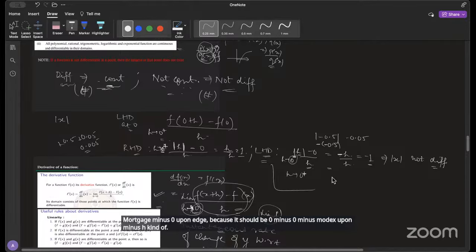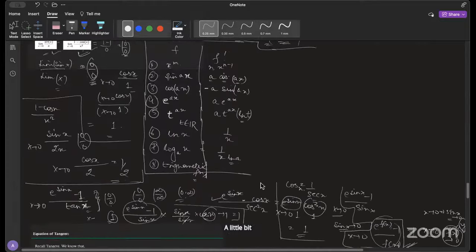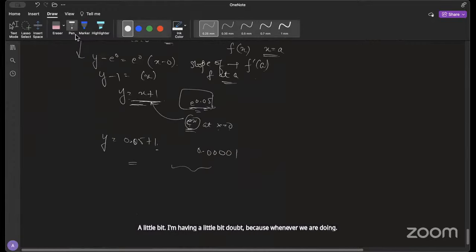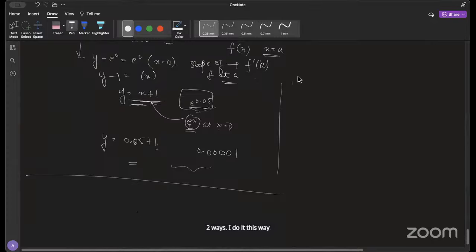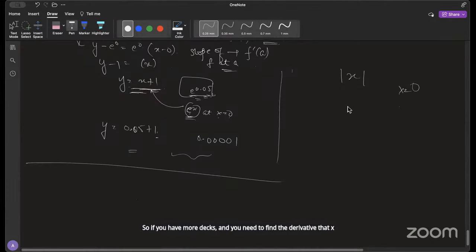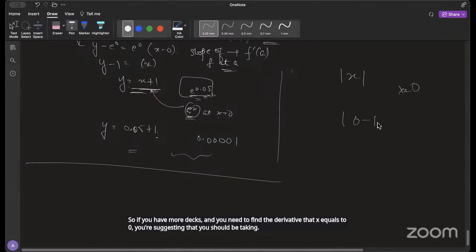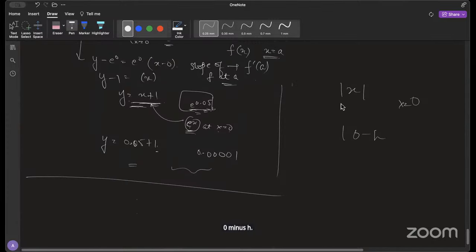See, whenever we are doing the left hand derivative, I do it this way, but you can do it that way too. So if you have mod x and you need to find the derivative at x equals 0, you're suggesting that you should be taking 0 minus h. How do we do it? We take f of a minus h, right? So it's f of a minus h, where your h tends to 0 plus.